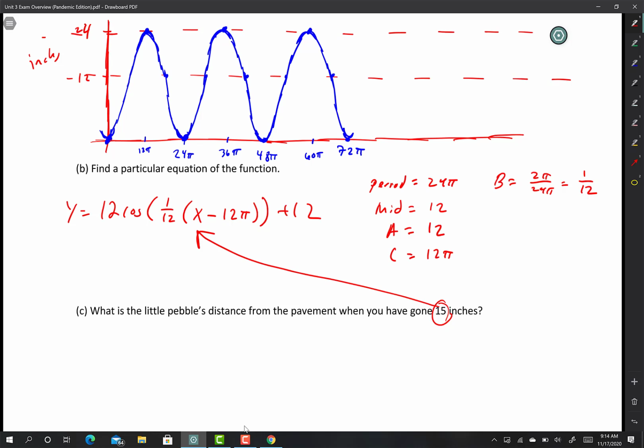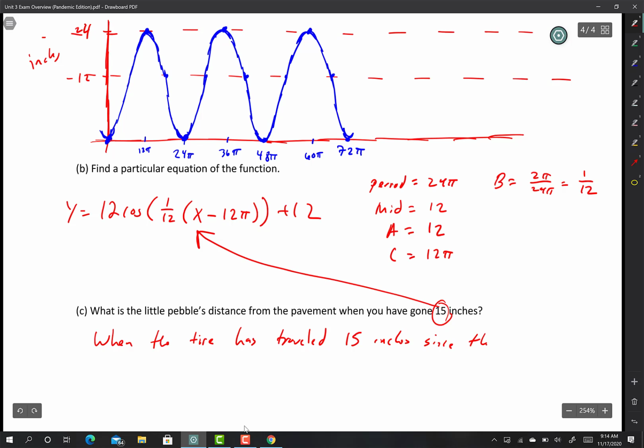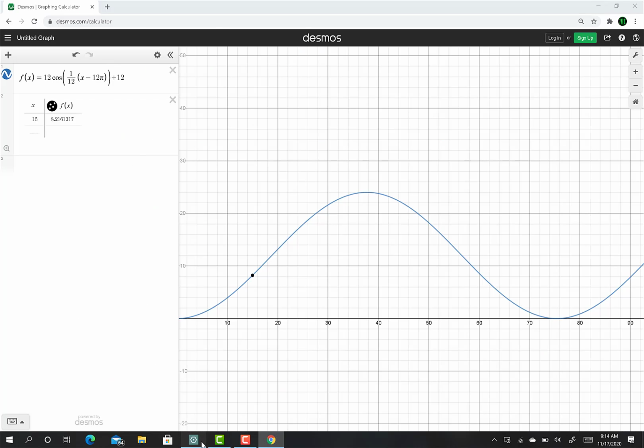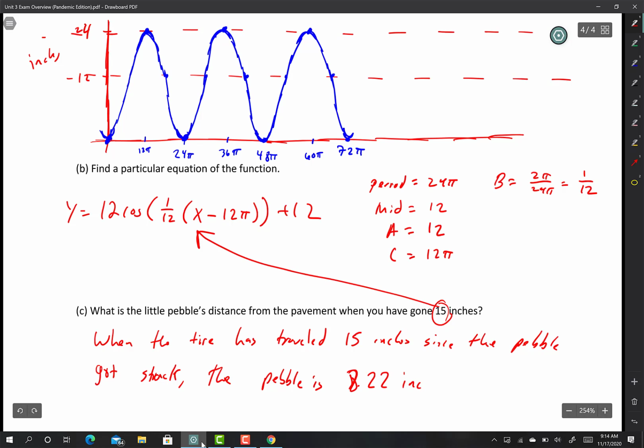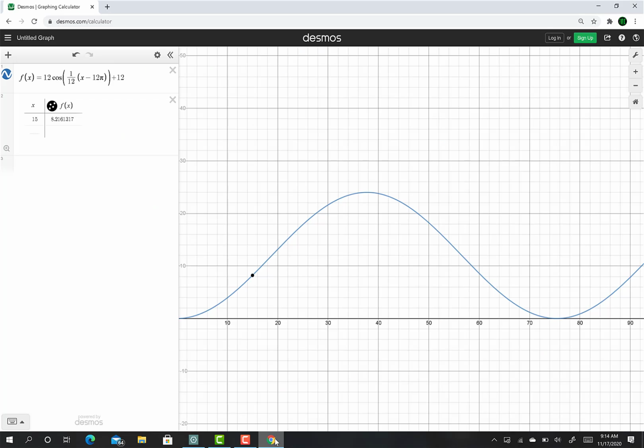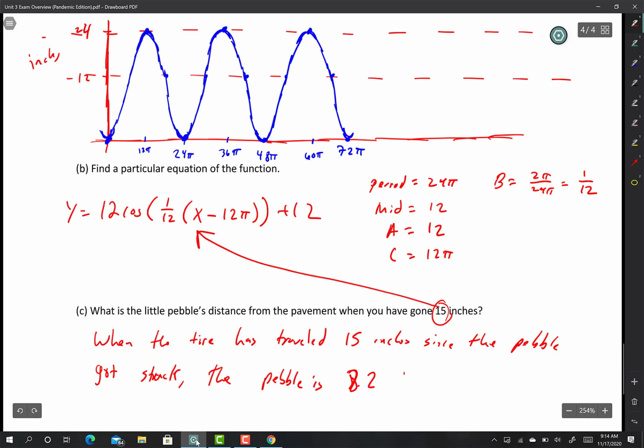Let's answer the question. What is the little pebble's distance from the pavement when you have gone 15 inches? When the tire has traveled 15 inches since the pebble got stuck, the pebble is 8.22 inches. Oh, 3 digits, right? 8.216. 8.216 inches. You could also use the single quotes for inches. Off the ground. There we go. We answered that question.